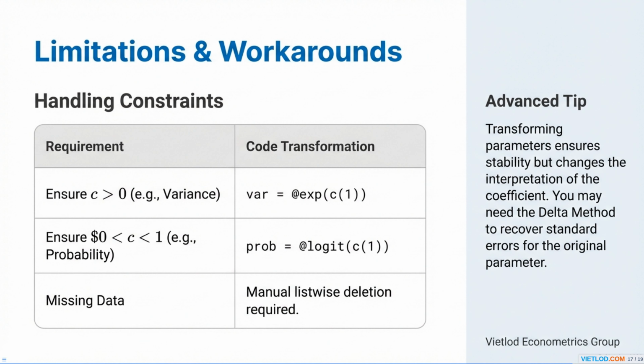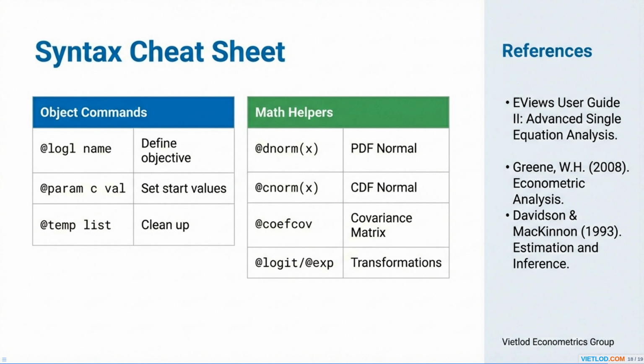The LogL object doesn't have a built-in way to enforce constraints, such as ensuring a variance parameter is always positive. To handle a positivity constraint for parameters like variance, we reparameterize. Instead of estimating C directly, we estimate C1 and define var equals @exp(C1). Since the exponential function is always positive, this enforces the constraint.